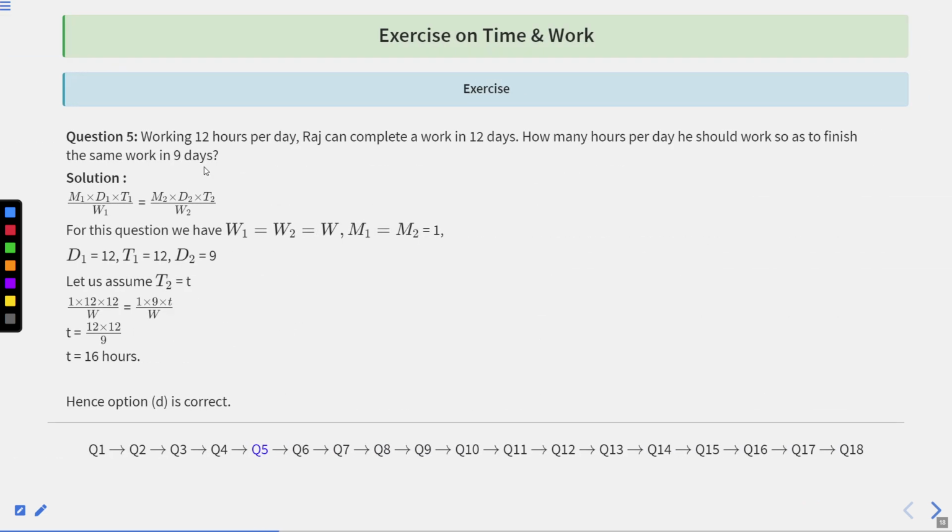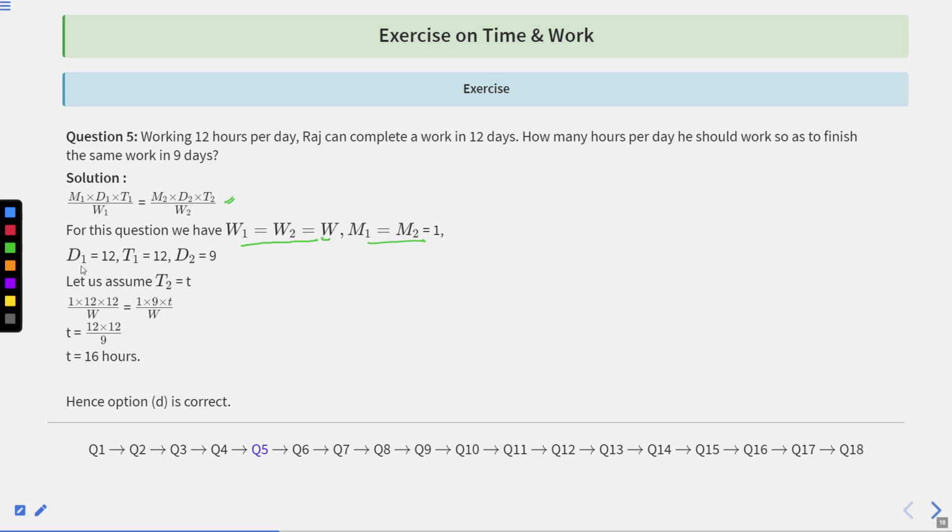The formula that we are going to use here is M1 D1 T1 upon W1 equal to M2 D2 T2 upon W2. For this question, the work is the same, because Raj completes a work in 12 days when he works 12 hours. So the task is the same, and we want Raj to complete the same task in 9 days. That means the work is same, and M1 and M2 are the same because only Raj is here.